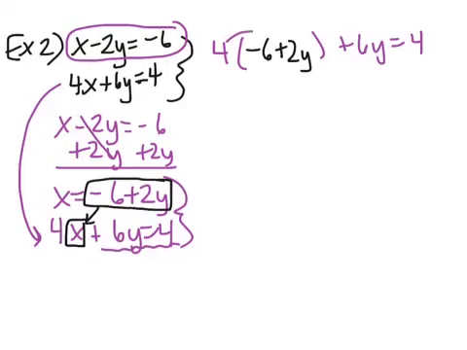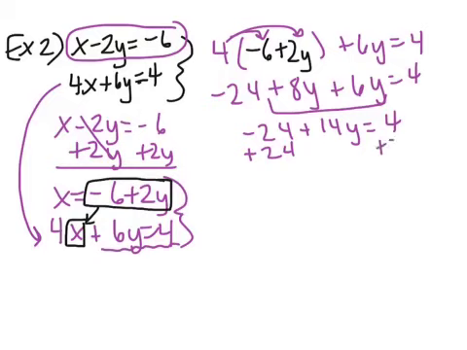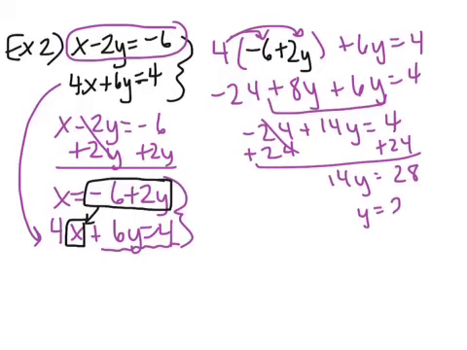On the left side, the first thing I have to do is distribute that 4. So I get negative 24 plus 8y plus 6y equals 4. I still have to combine like terms, so I get negative 24 plus 14y equals 4. Now I have to get y by itself, so first I'm going to add 24, and I get 14y equals 28. Then I divide both sides by 14, and I get y equals 2.